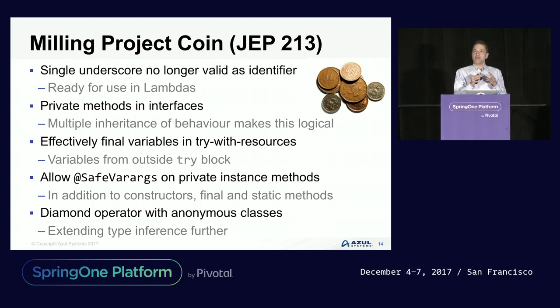The idea here is to extend that a little bit so that you can have private methods in an interface, so that if you have common code between a number of static methods or default methods, you can move that into a private method and then have that shared by the other static or default methods. Effectively final variables in try with resources.